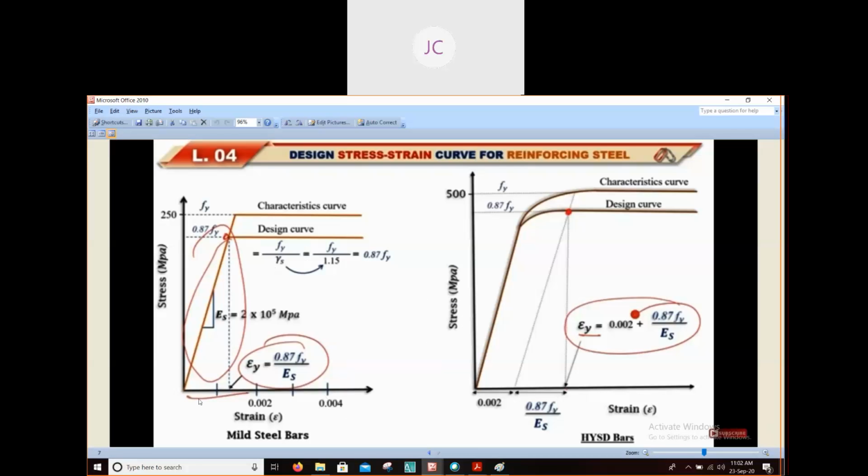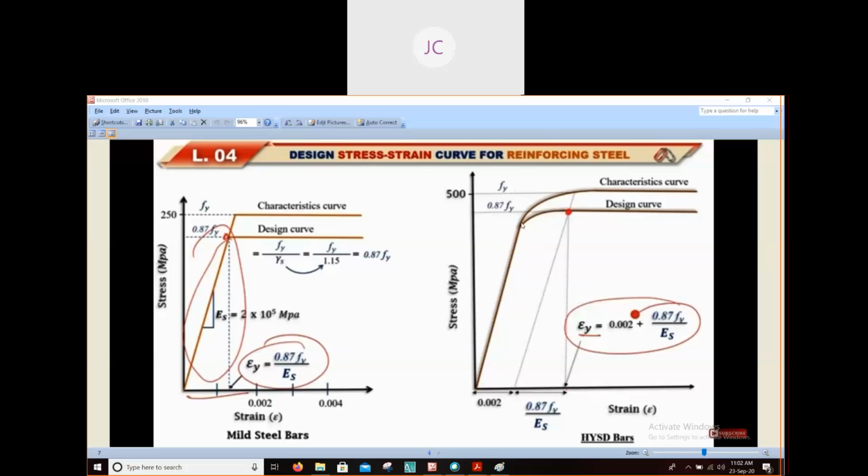For mild steel bar you will get the straight line. Your steel is this one, you will get this one. But if you are using HYSD bars, your graph will be like this. Up to this point you can see this line is straight. That means this portion is our elastic region. At the elastic region your strain you will get as 0.002.